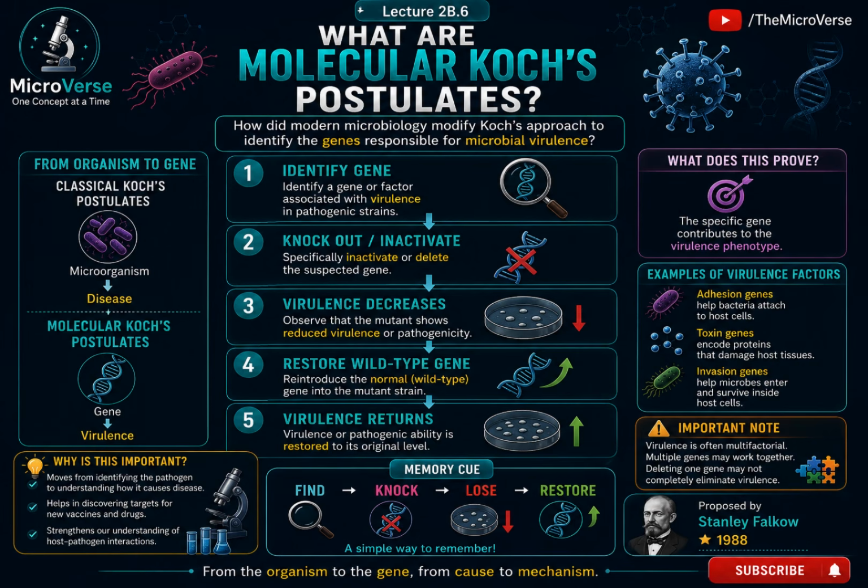The third principle is an important final step. Scientists then reintroduce the normal or wild type gene into the mutant microorganism. If the original virulence phenotype is restored, the evidence becomes much stronger that the gene was actually responsible for the observed effect. Therefore, gene removed means virulence decreases, and gene restored means virulence returns. This restoration is known as genetic complementation.